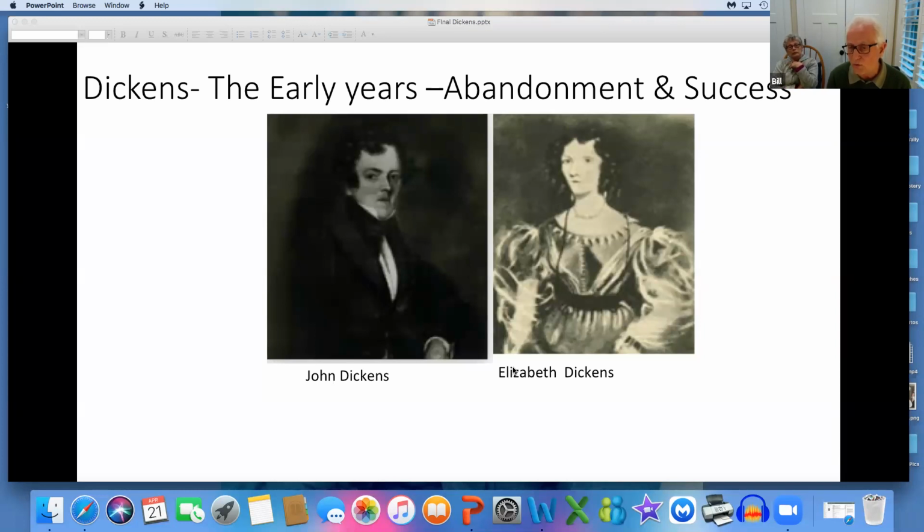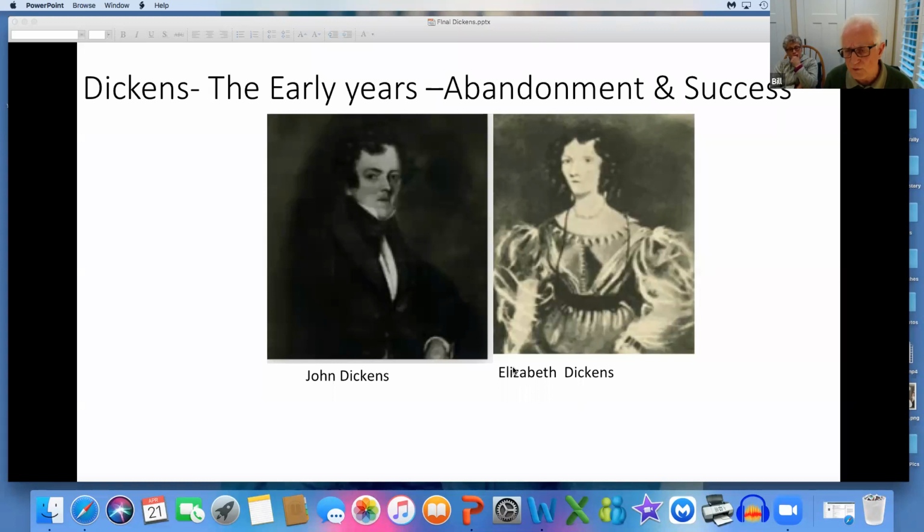Well, John knew that his major creditor, who was a baker, that he owed 70 pounds to, which is about $9,000, he had to have gotten furniture or something from the baker. I don't know what he got, but he knew he was going to be put in debtor's prison. They had 8 children, John and Elizabeth. 2 of them died young.